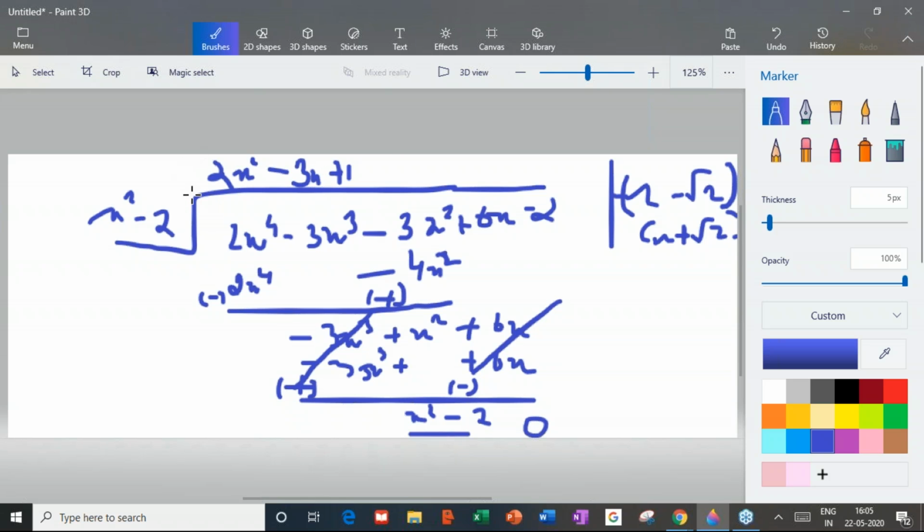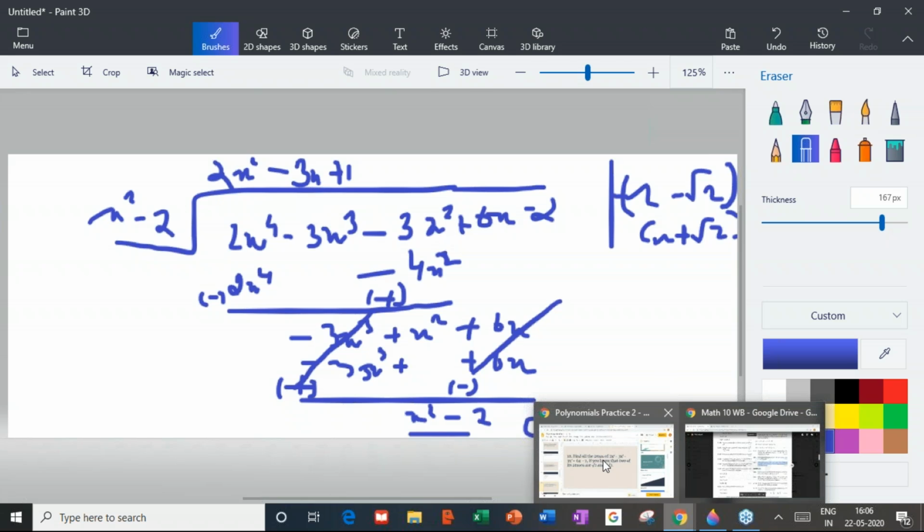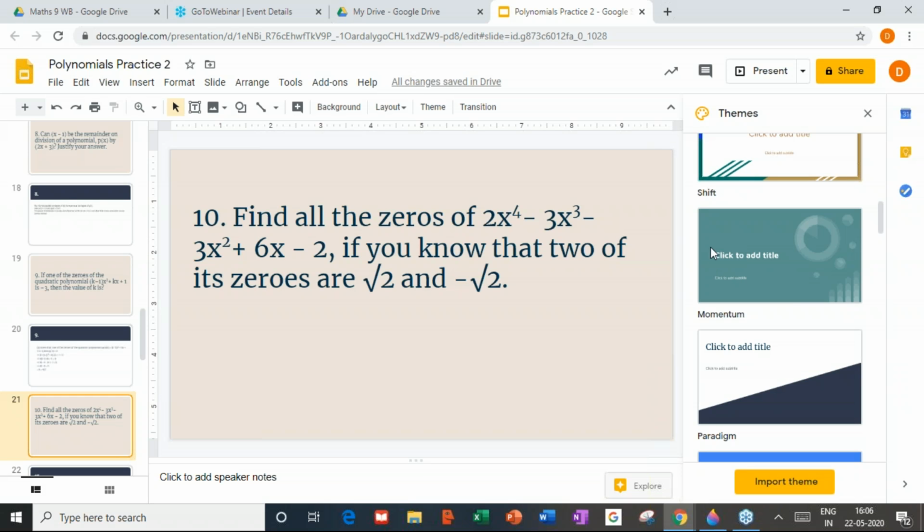Now, factorize this equation by splitting the middle term. Any problem with factorization? It will be 2 into 1. How do you split the middle term? The product of the first and last term is 2. So write 3 in terms of 2 and 1, which is what? 3 is 2 plus 1. That's it. Here the question says to find all the zeros, so you get the other two zeros also.